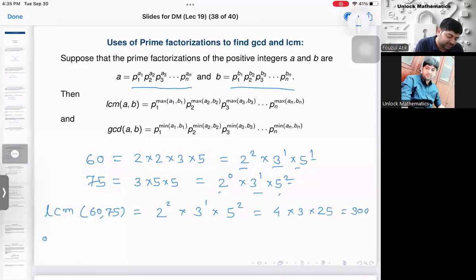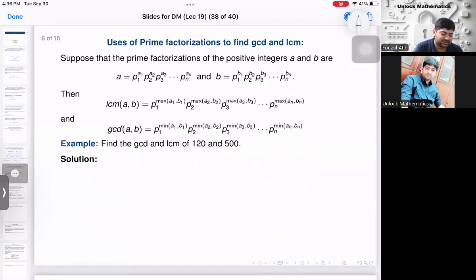Similarly, what is the GCD of these two numbers, 60 and 75? It is 2 to the power minimum of 2 comma 0, which is 0, into 3 to the power minimum of 1 comma 1, into 5 to the power minimum of 1 comma 2, which is 1. So the GCD will become 3 into 5, which is 15. So the GCD is 15. Clear? This is how you can take the help of prime factorization to find the GCD and LCM of any two positive integers. I hope this is clear.